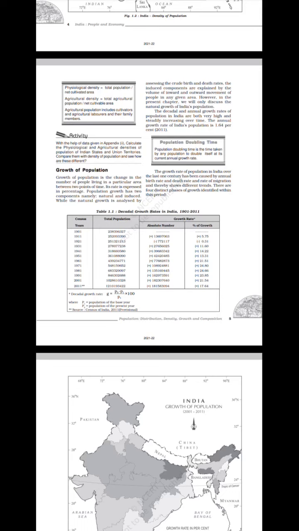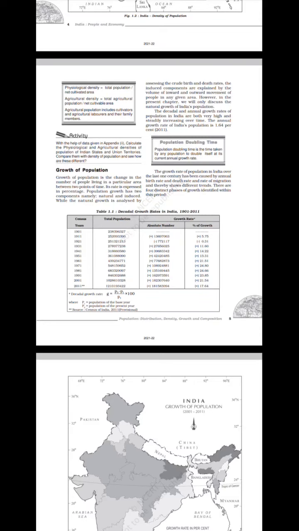The decadal and annual growth rates of population in India are both very high and steadily increasing over time. The annual growth rate of India's population is 1.64 percent in 2011. Population doubling time. Population doubling time is the time taken by any population to double itself at its current annual growth rate. The growth rate of population in India over the last 1 century has been caused by annual birth rates, death rates and rate of migration, and thereby shows different trends. There are four distinct phases of growth identified within this period.